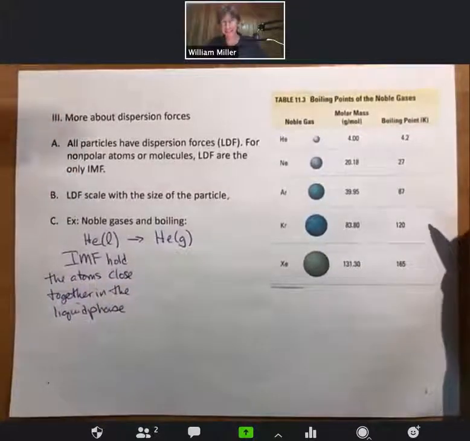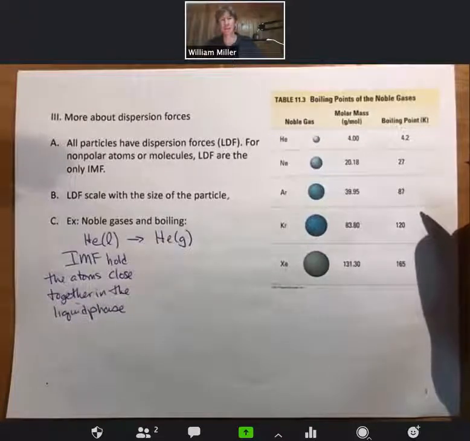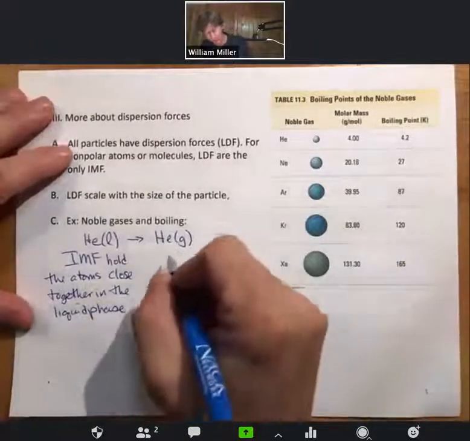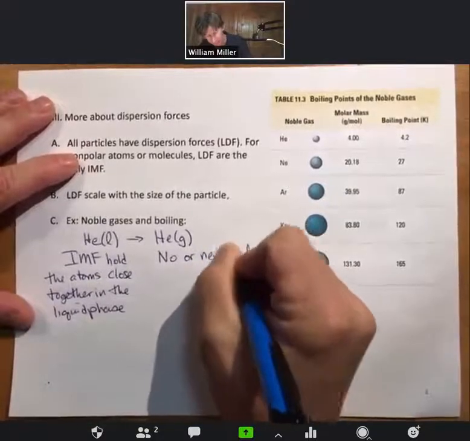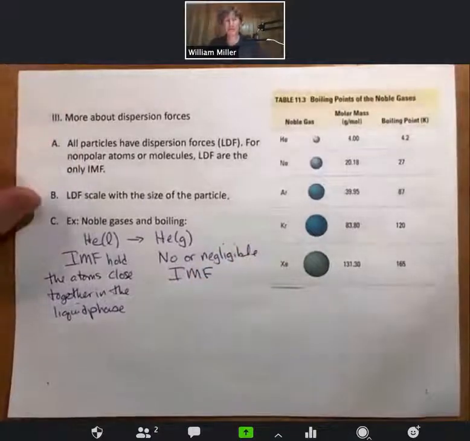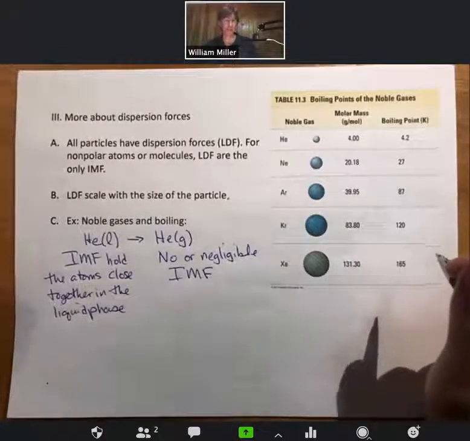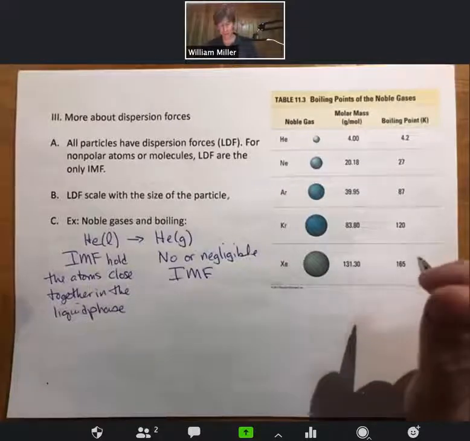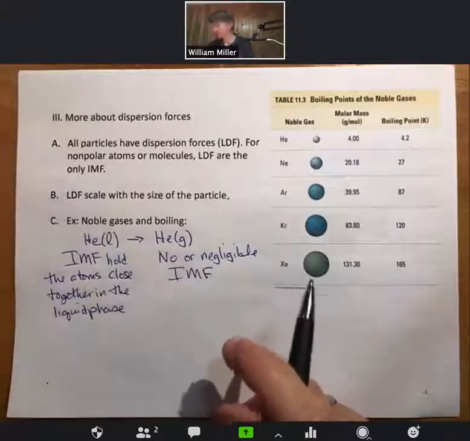On the other hand, gases, and remember the ideal gas law and how for ideal gases, the attractions between particles in the gas phase were negligible, and for ideal gases assumed to be zero. So for helium gas, no or negligible IMF, because the gas particles are far apart. And they're so far apart that they can't feel each other. We said prior that it was the forces of attraction which are negligible. Those forces of attraction are the IMF. And for helium, since it is a nonpolar atom, the only intermolecular force it has are dispersion forces.